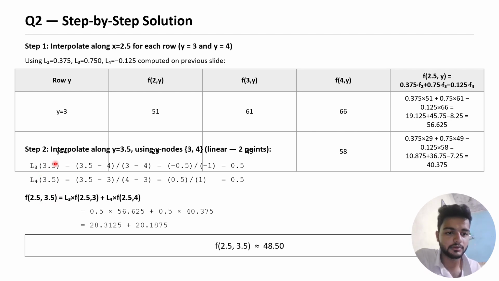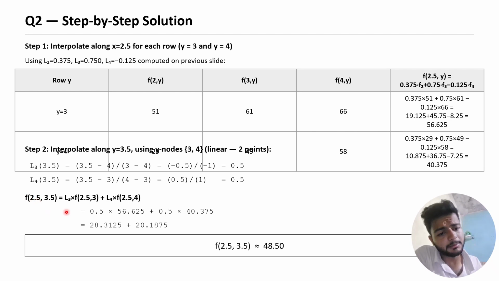And in step 2, interpolate. Step 2 will be to interpolate along y equals 3.5 using y nodes 3 and 4, linear, 2 points. L3 becomes 0.5, L4 becomes 0.5. Adding L3 and L4 we get 1, so this is correct.